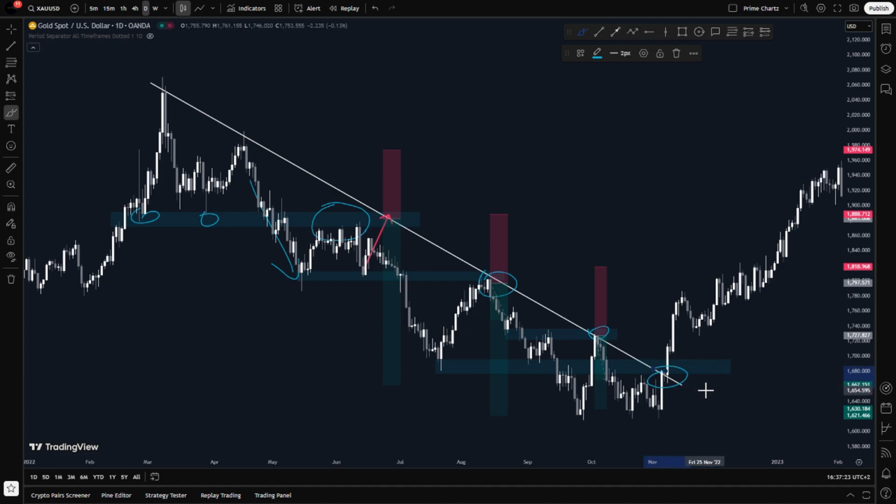Now you might be asking, how would we know it's going to break above? Well, the clue is right here. Price formed a double bottom, which is a classic sign that the market is struggling to push lower. That double bottom is our first clue that a reversal could be coming. Then, boom, price breaks above the trend line.